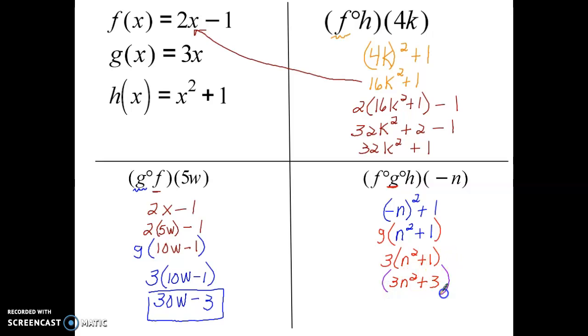So now I need to put that binomial into my f function. And the f function states that I need to do 2 times my variable x, but instead of x, I'm replacing it with the whole expression. And then 1 gets subtracted off. So now if I do the distributive property, and then running out of room here, my final simplified expression would be 6n squared plus 5.